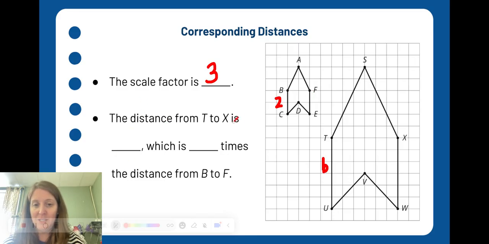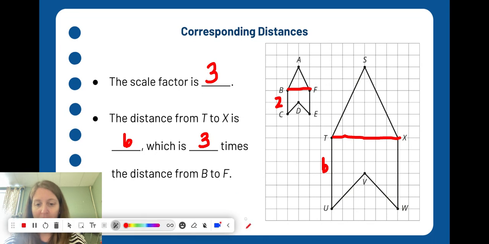All right, this says the distance from T to X. So we want to go from T to X, which is what? 1, 2, 3, 4, 5, 6. Oh, that one's also 6. That should be easy to know. So if that's 6 and that's 6, they are the same, so which is blank times bigger from B to F? Well, from B to F is only 2. So 2 times 3 would give you 6. So it's 3 times bigger. Again, the scale factor would be 3. If you need to pause the video and take notes before we move on, you can. But if not, we'll go ahead and move on to the next slide.